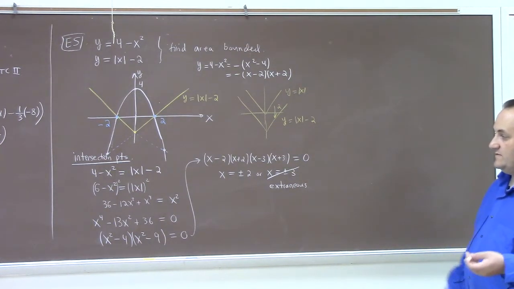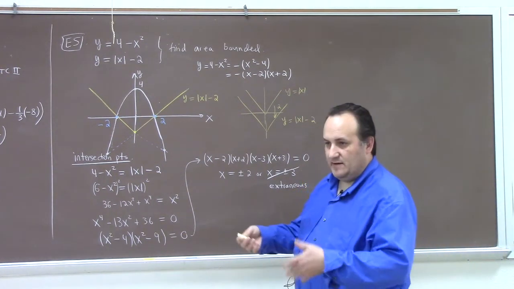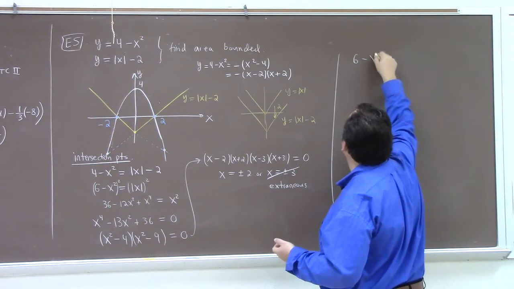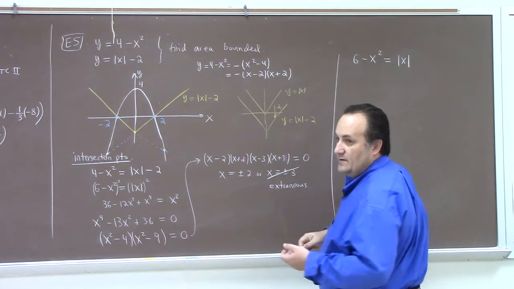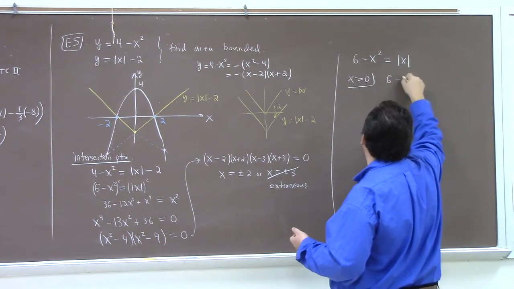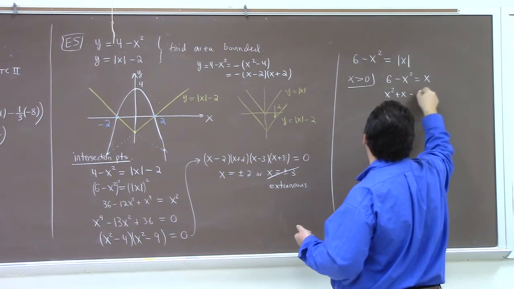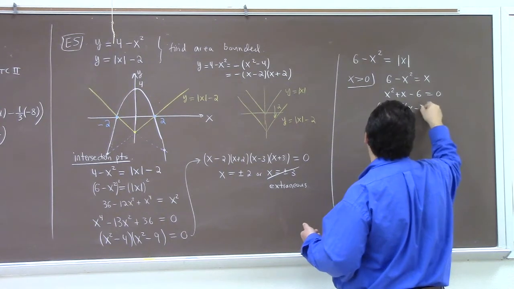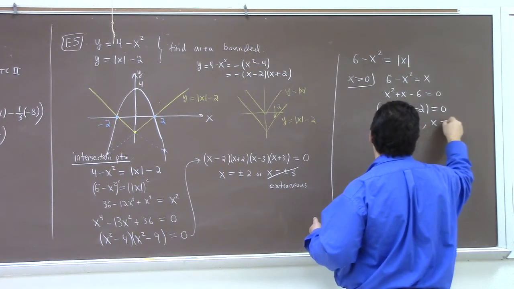So what's the other way you could have done the algebra here? If you don't like my squaring it, you could do it like this. You've got 6 minus x squared equal to the absolute value of x. If x is greater than 0, you've got to solve 6 minus x squared equals x, which is x squared plus x minus 6, which is x plus 3 times x minus 2 equals 0. So x equals minus 3 or x equals 2.